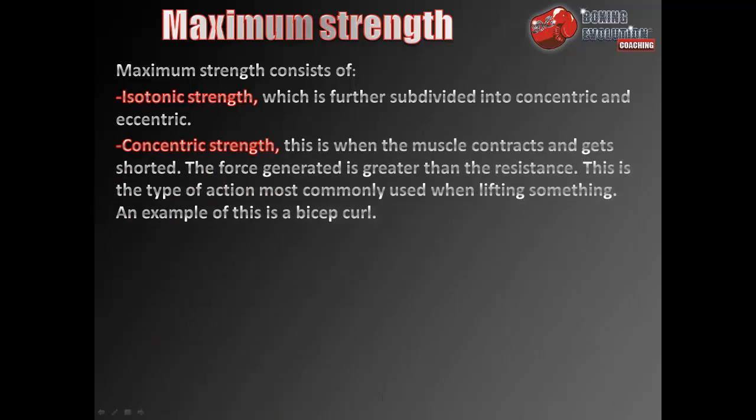Concentric strength. This is when the muscle contracts and gets shortened. The force generated is greater than the resistance. This is the type of action most commonly used when lifting something. An example of this is a bicep curl.